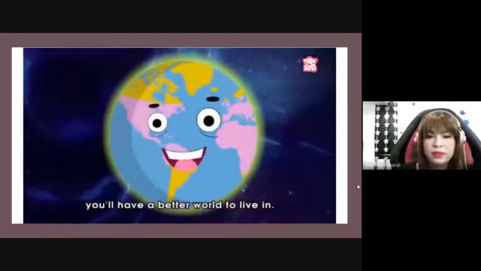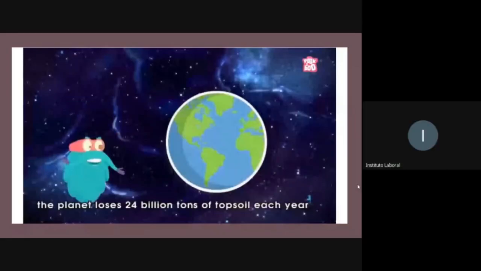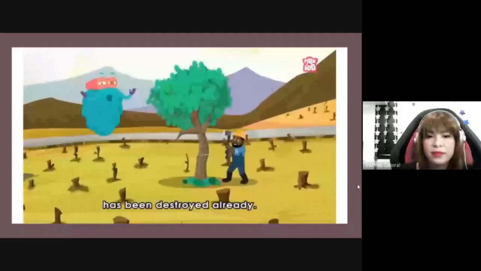It's trivia time. Did you know that billions of tons of topsoil are lost each year because of pollution? Also, 80% of the world's forest has been destroyed in South Africa, and 90% of the tropical forest cover is demolished. That's pretty worrying, isn't it?